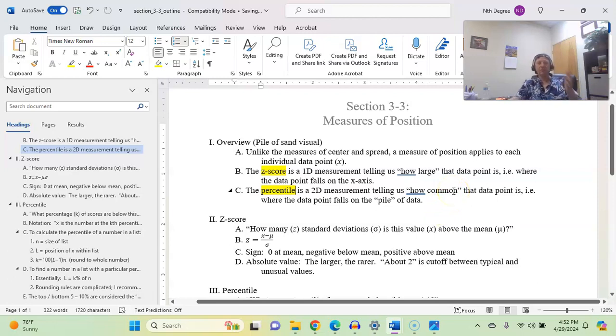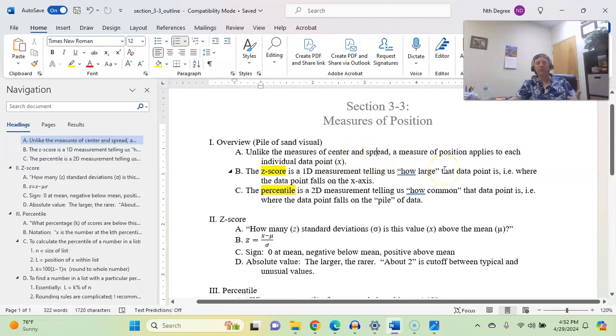Now, first of all, how is a measure of position different from a measure of center or spread, like we've discussed? Measures of center, remember, those are the M words: mean, median, mid-range, mode. And the measures of spread are things like standard deviation and range. Now, those numbers are summaries that describe an entire set of data.